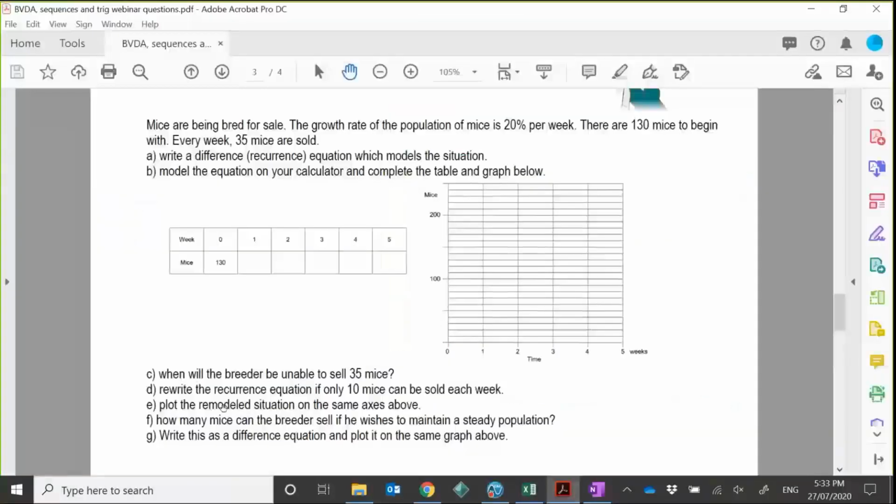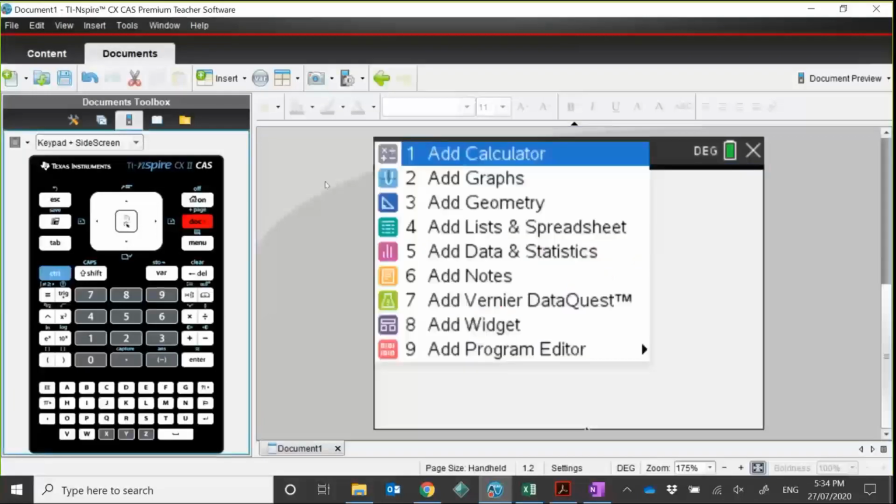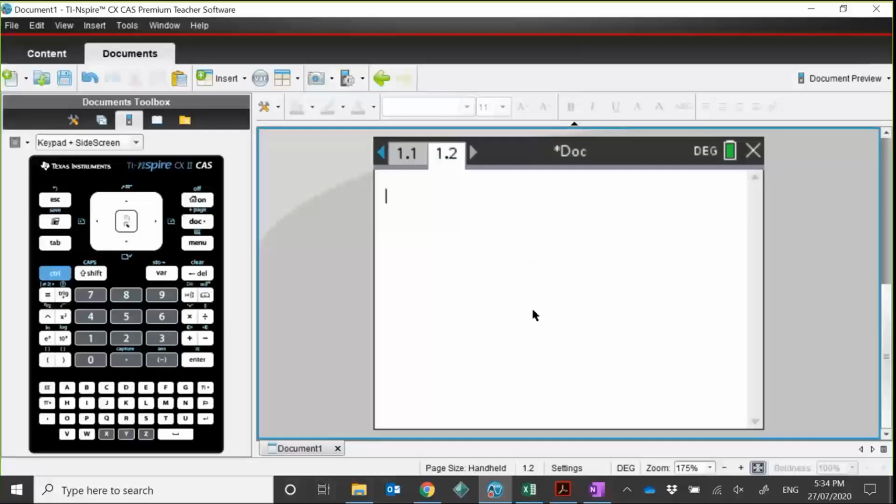Okay? So part E, plot the remodeled situation on the same axes above. All right, so once again, draw it on the same graph there. Part F, how many mice can the breeder sell if he wishes to maintain a steady population? Now remember, we're starting with 130 mice and we're going up by 20% each week. So on your calculator, if we go Control Add Page, add a calculator, all we need to do is find 20% of the starting population. So 0.2 multiplied by 130, because we started with 130 mice, they're going up by 20%.